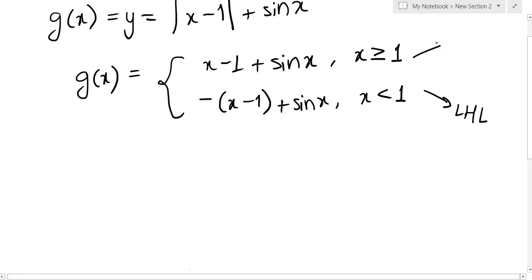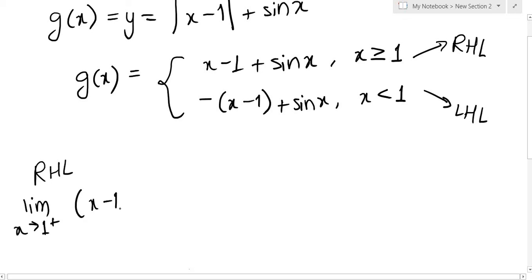And now we're going to use this for the RHL, because this is for values greater than 1. So it includes slightly greater than 1 also. RHL, the limit as x goes to 1 from the positive side of x minus 1 plus the sine of x.